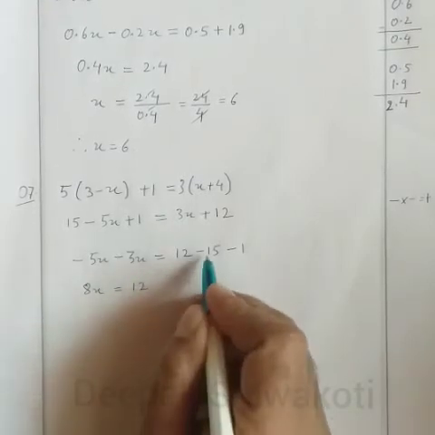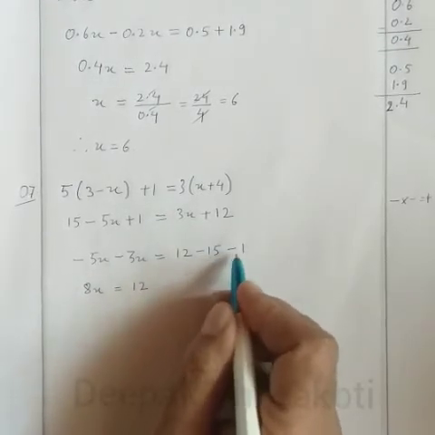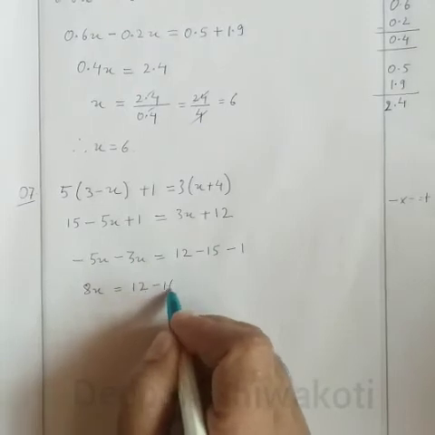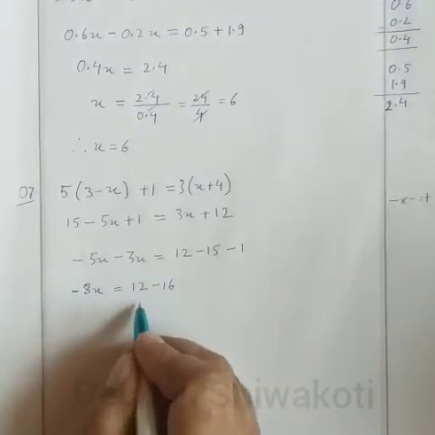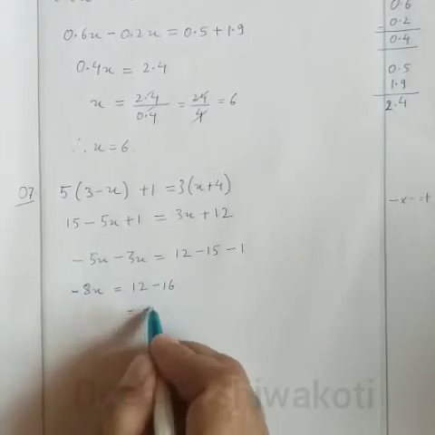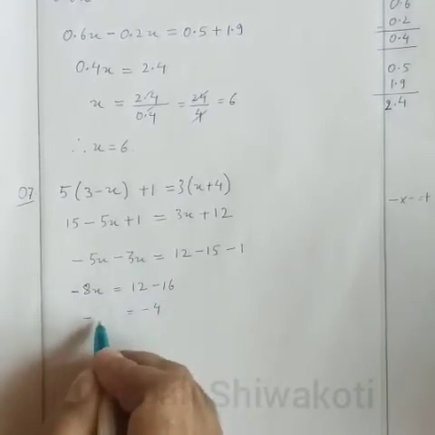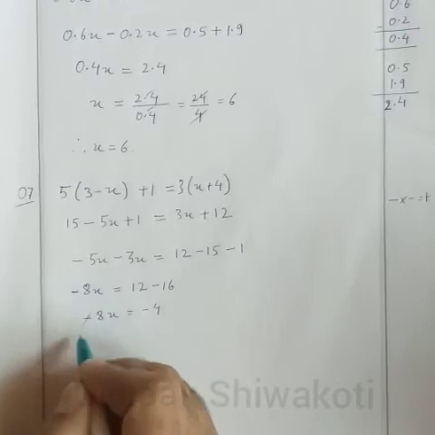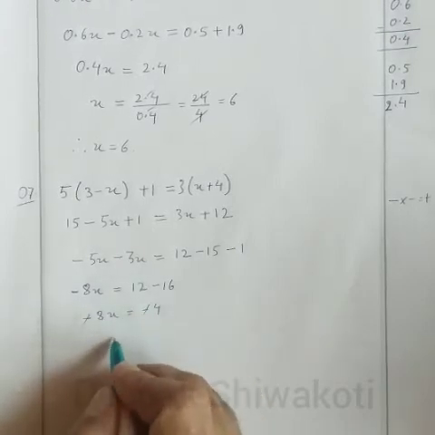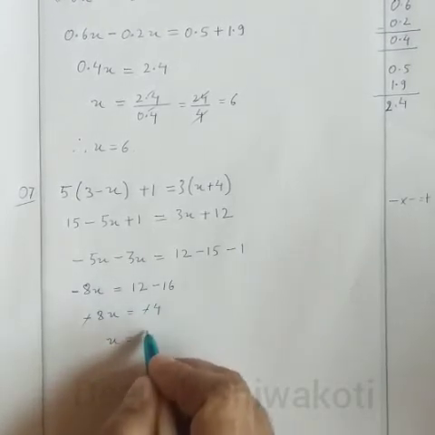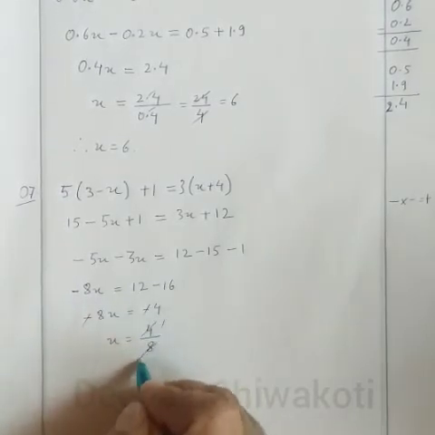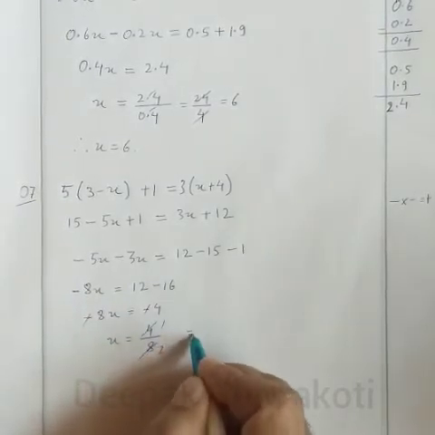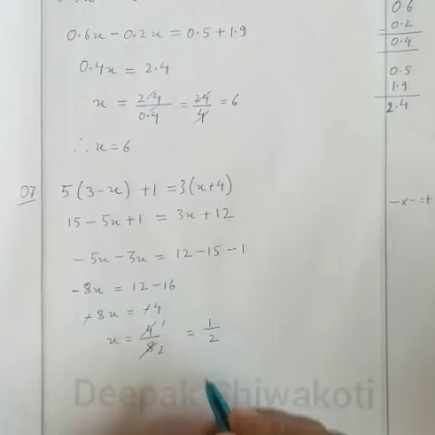12 here, these negative numbers will add, that is minus 16 here, and the sign of this will be minus only. 12 minus 16 is minus 4, and minus 8x, minus minus get cancelled, so x will be equal to 4 by 8, that is 4 1s are 4, 4 2s are 8, therefore x will be equal to 1 by 2.